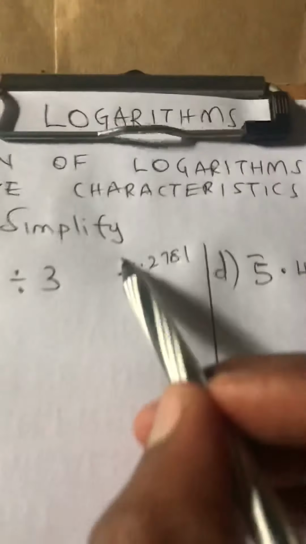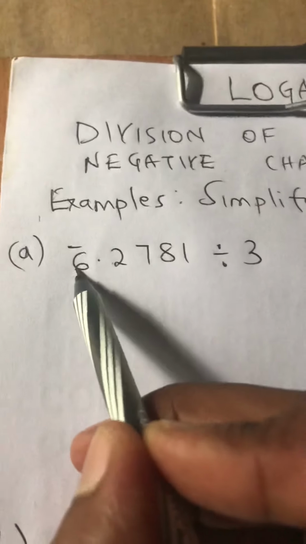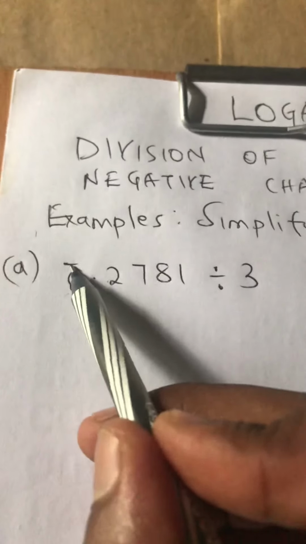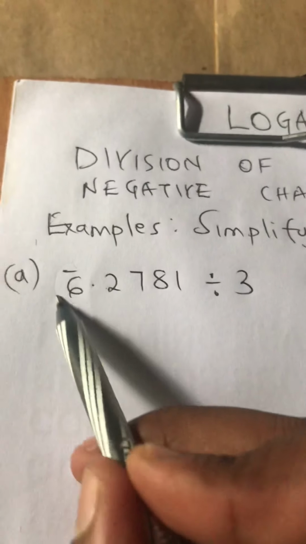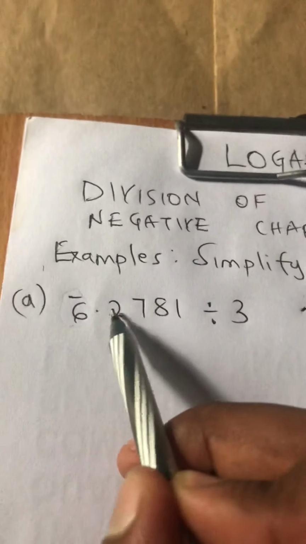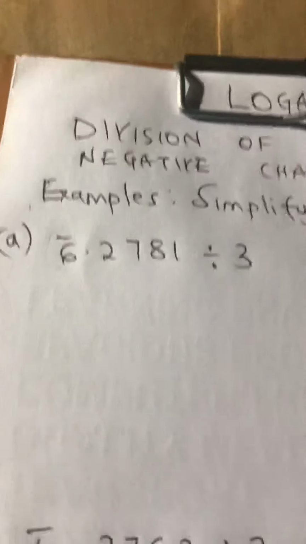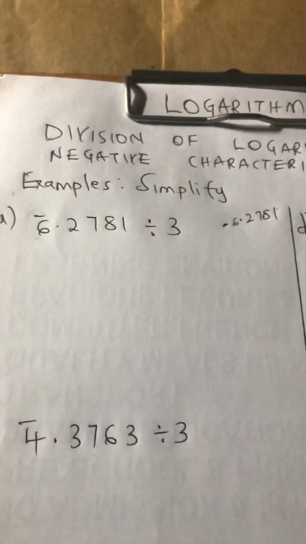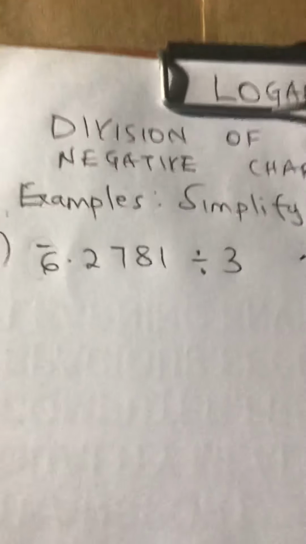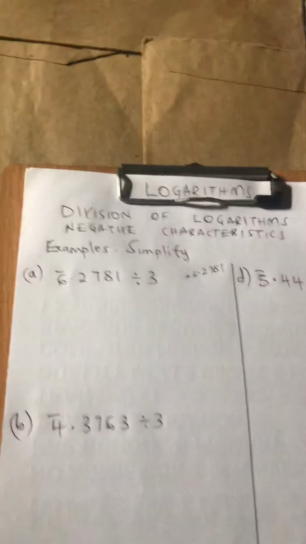This one assumes that kila kitu ni negative, while this one is saying that only the characteristic, the first part which we are calling the characteristic, is negative. Then the second part which we are calling the mantissa is positive. Hapo sawa? Nice one, nice one. So fast forward, nikupe siri ya kufanya division of logarithms with negative characteristics.